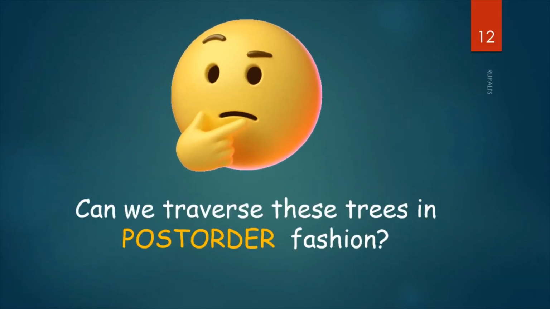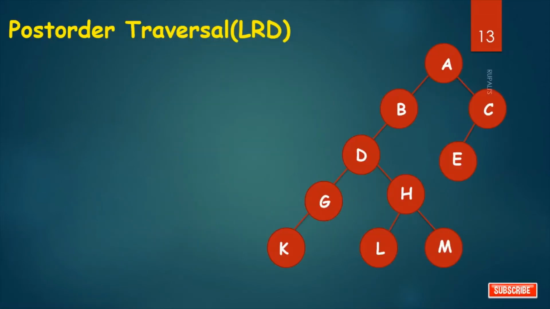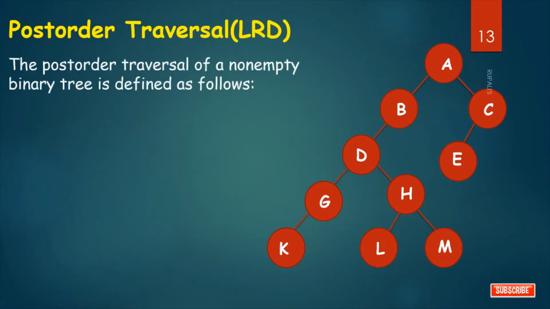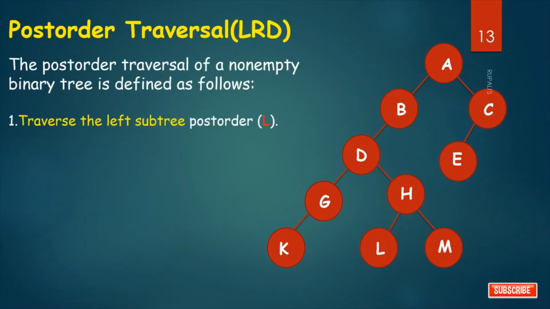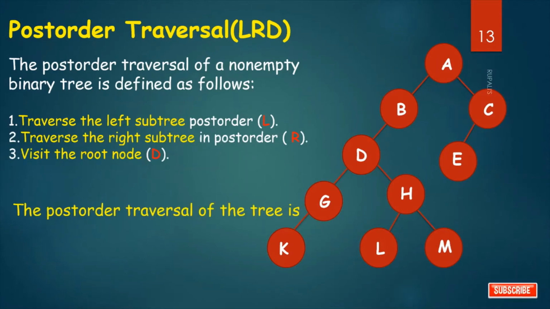Now, my question is, can we traverse these trees in post-order fashion? Post-order traversal, that is LRD. See the position of D, it is in last position, so it is post-order traversal. I am taking the same example. Now see, the post-order traversal of a non-empty binary tree is defined as follows. First traverse the left subtree in post-order, then traverse the right subtree in post-order, and then visit the root node. So the post-order traversal of the tree is apply LRD at the root node.